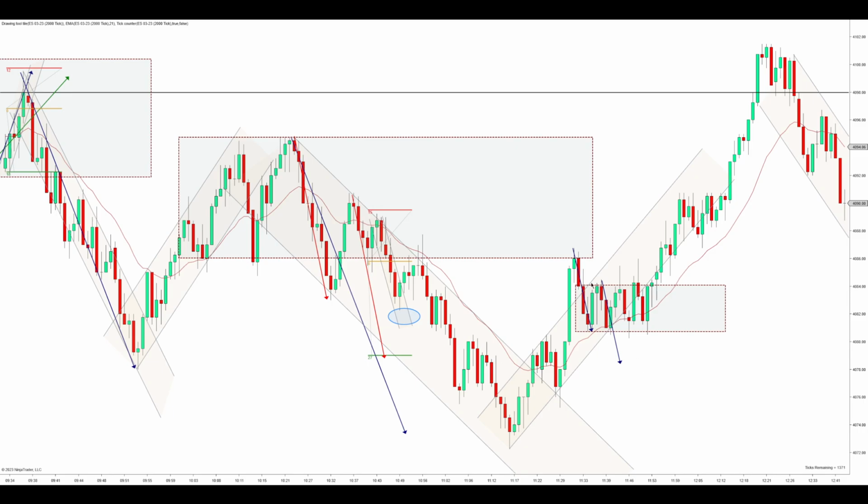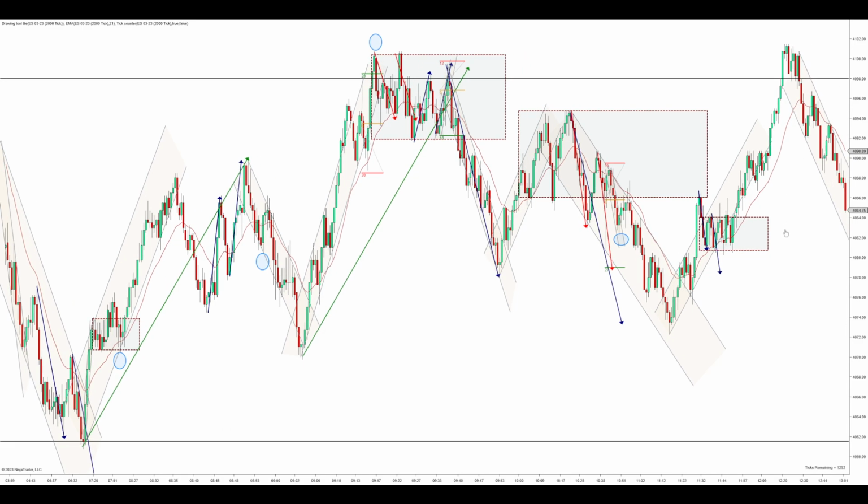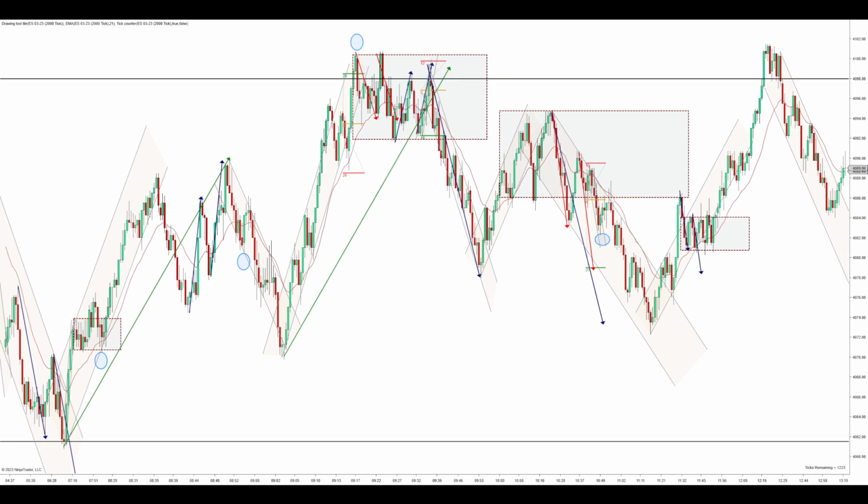So it does go congestive. It kind of just chops around for a bit. Then here you finally get a push higher here. You break out of this range here, and you reach the overnight highs again. So literally to the tick, reversal, already retesting the overnight highs.